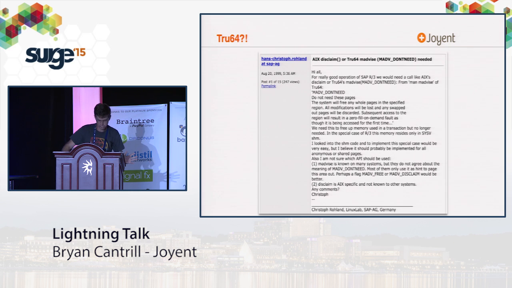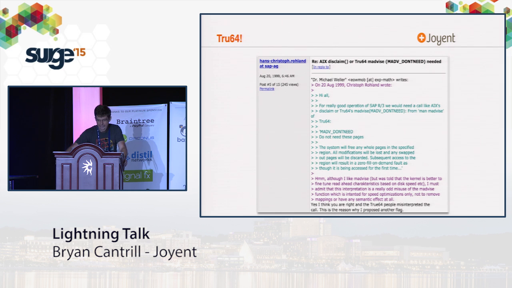Actually, they do agree that Tru64 is doing something else. Most of them only use it as a hint to page this area out. Perhaps a flag MADV_FREE or MADV_DISCLAIM would be better. Disclaim is AIX specific. Not another system. All right, what are the comments here?